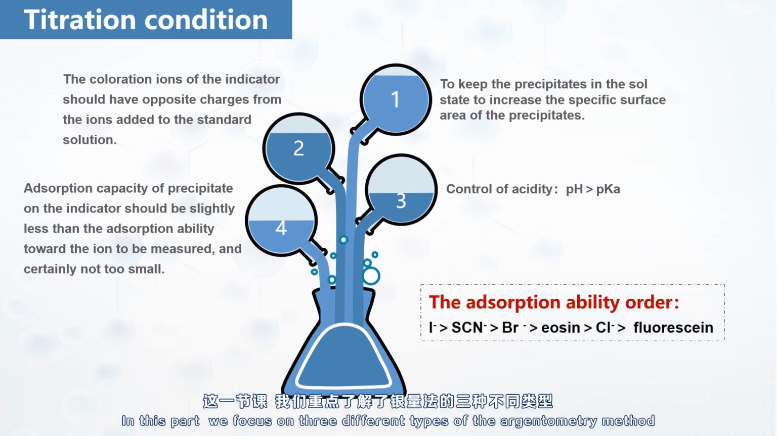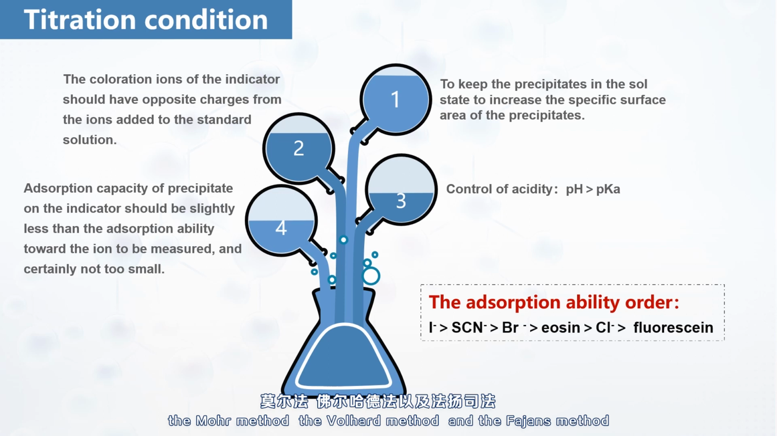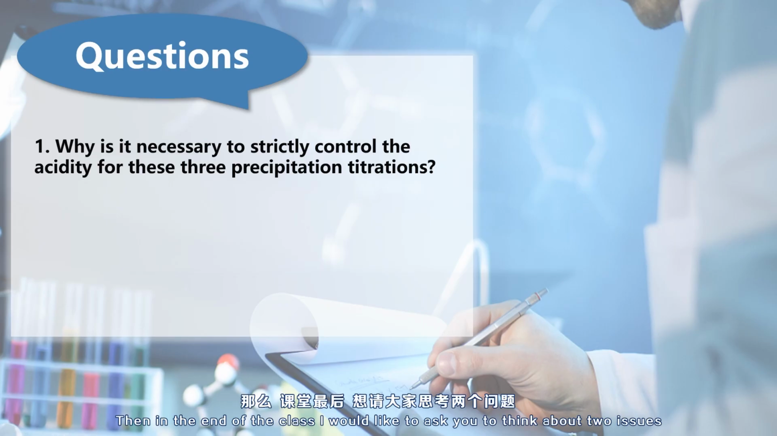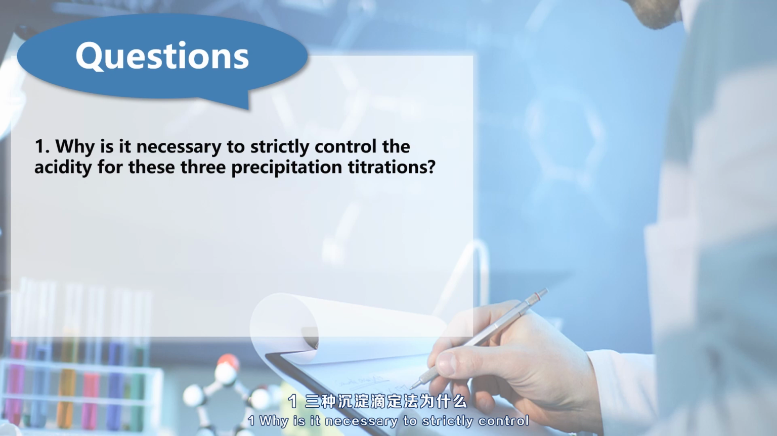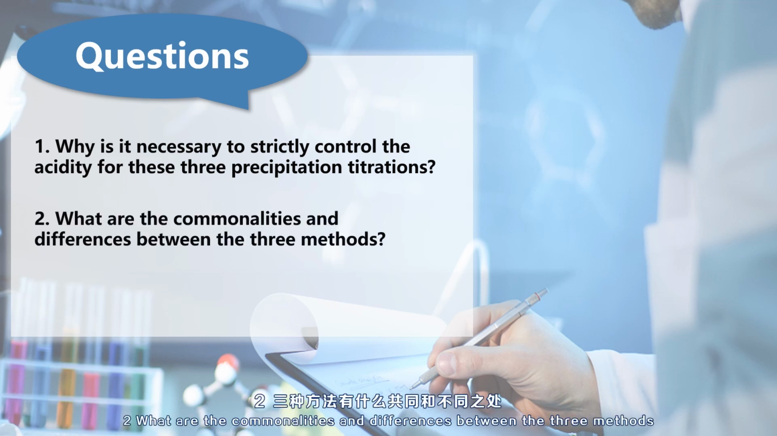In this part, we focus on three different types of the argentometry method: the Mohr method, the Volhard method, and the Fajans method. Then, at the end of the class, I would like to ask you to think about two issues. First, why is it necessary to strictly control the acidity for these three precipitation titrations? Two, what are the commonalities and differences between the three methods?